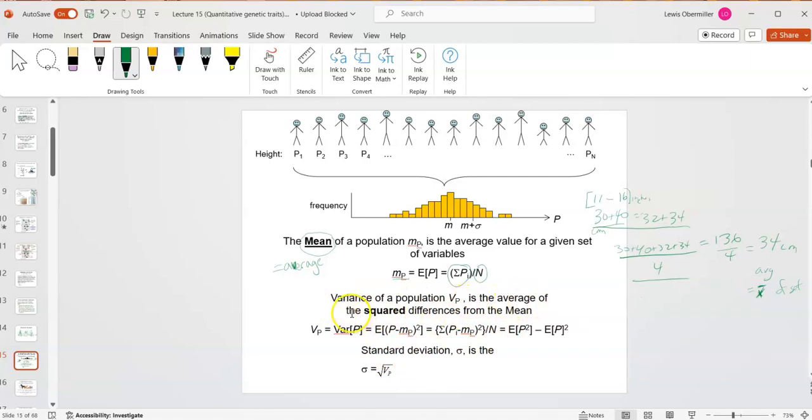Okay, so variance is the average of the squared differences from the mean. And then standard deviation is the square root of the variance. That gets it back into the same units because we're squaring this. So if we want to get it back to units that are related to the mean, we have to square root it. I'm not going to get into this equation right now, but I'll show you. It's not that complicated. It looks complicated, but it's not.